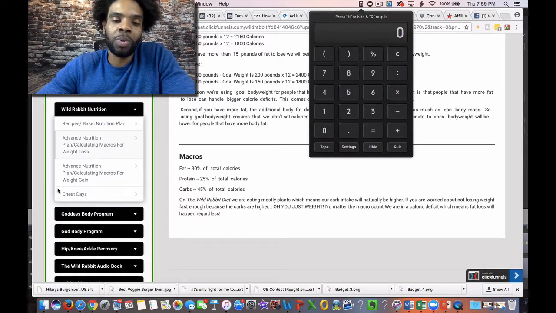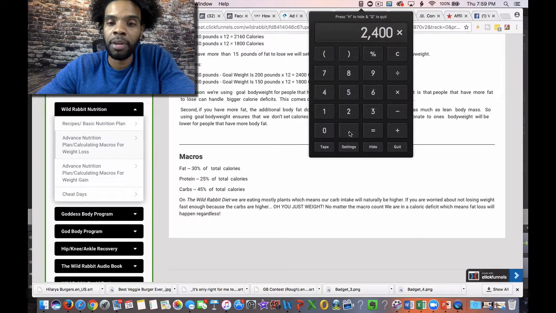Okay, so we're going to go for carbs now. 45% of carbs are going to come from this 2,400 calories. So we're going to do 2,400 times 45%. Okay, for those of you who don't know, we're just moving the decimal up. All right, that's it. So move the decimal up twice. Boom, boom. We got 45% of 2,400 calories is 1080.